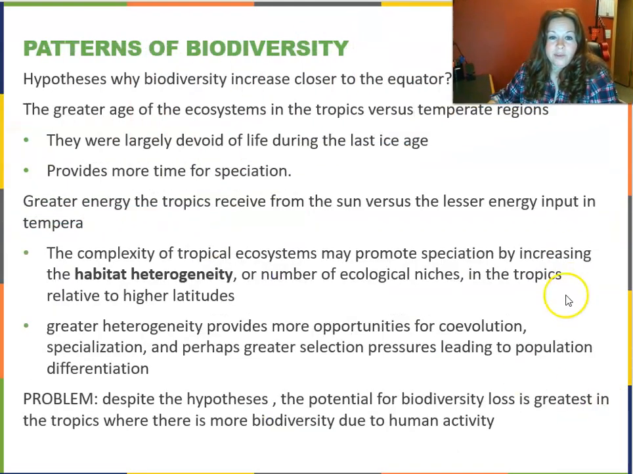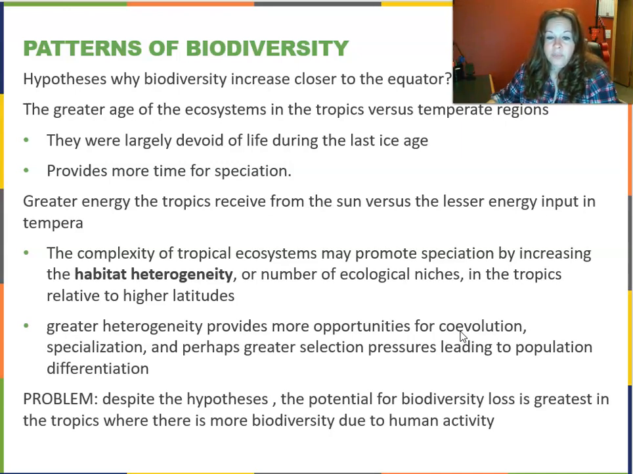Continuing with patterns of biodiversity, there are hypotheses for why biodiversity increases closer to the equator. The greater age of the ecosystems in the tropics versus the temperate region is one hypothesis. The temperate regions were largely devoid of life during the last ice age, which provides more time for speciation in the tropics. There's also greater energy at the tropics because they receive their sun energy much more directly than the lesser energy input up at the temperate regions.